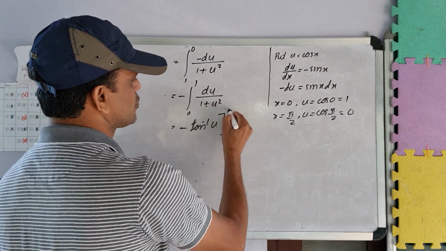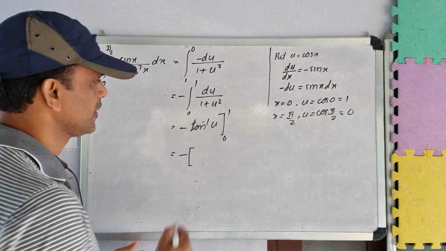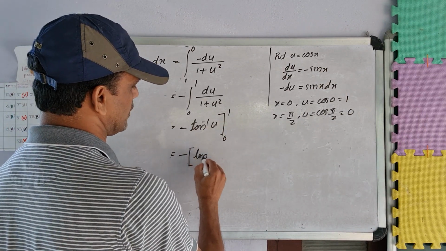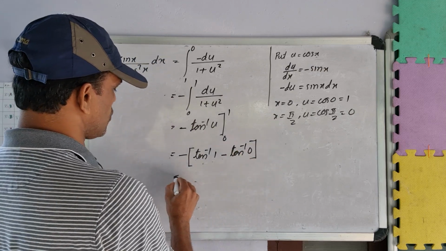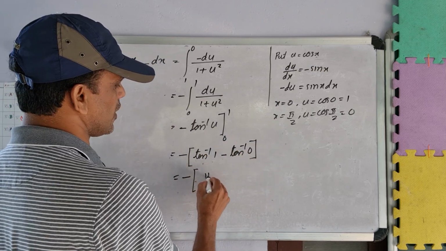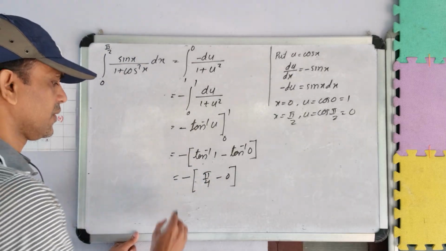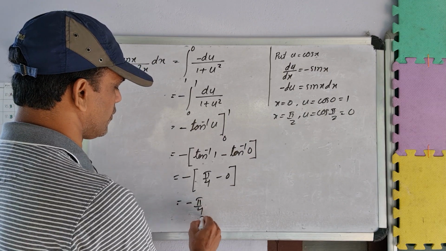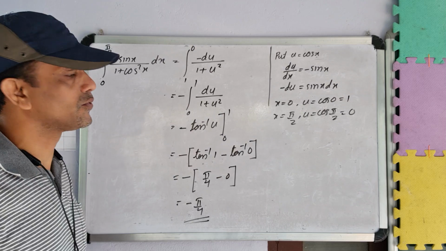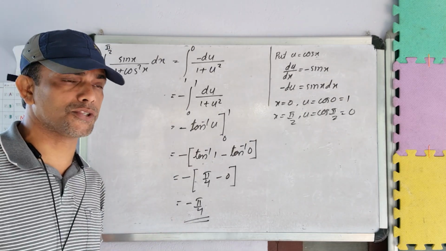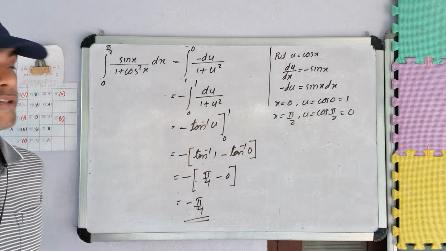So the limit is 0 to 1. I keep this negative out, right? It's a constant, negative 1. Now apply the values: tan inverse of 1 minus tan inverse of 0 equals negative of tan inverse 1, which is pi over 4, minus tan inverse 0, which is 0, equals negative pi over 4. That is the value. And see, it's easy to solve this problem, and this is the most important problem in this category. So study this one.